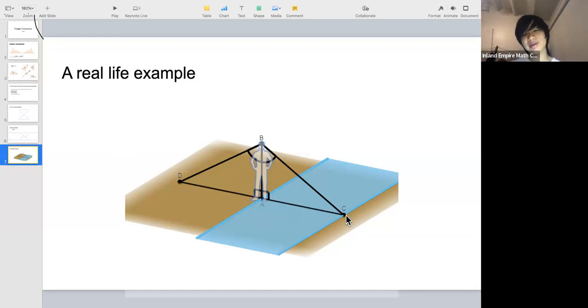And in order to do that properly, because there were enemy troops on the other side, he needed to see how far across, how long that river was, or how wide that river was. So basically what he wanted to see was what AC is.